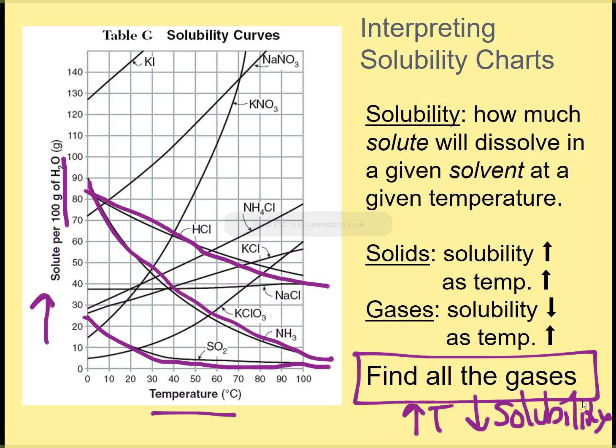Now notice that my temperature just goes from 0 to 100, and the reason for that is because at 100 degrees I wouldn't have any more solvent to dissolve in because it would be boiling away. So it's just the liquid portion of water. 0 degrees, it would be a liquid. Less than that, it's going to be a solid, so you wouldn't be able to dissolve anything. So that's why our temperature just goes from 0 to 100.